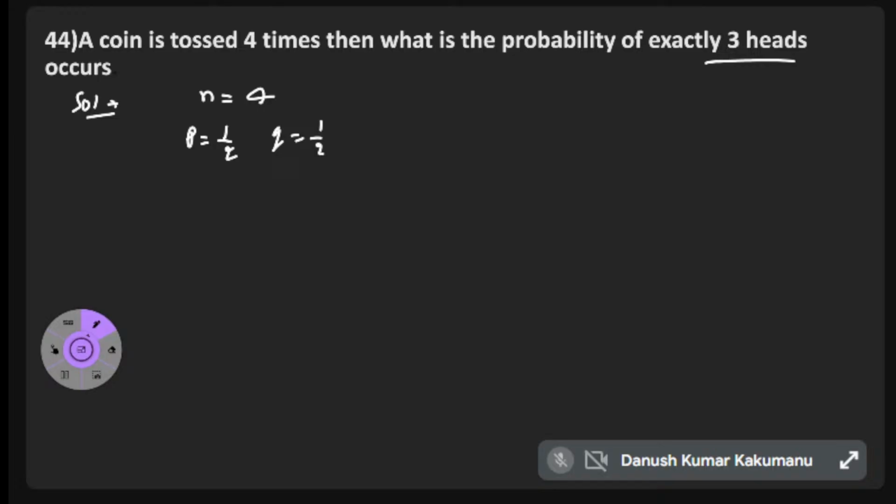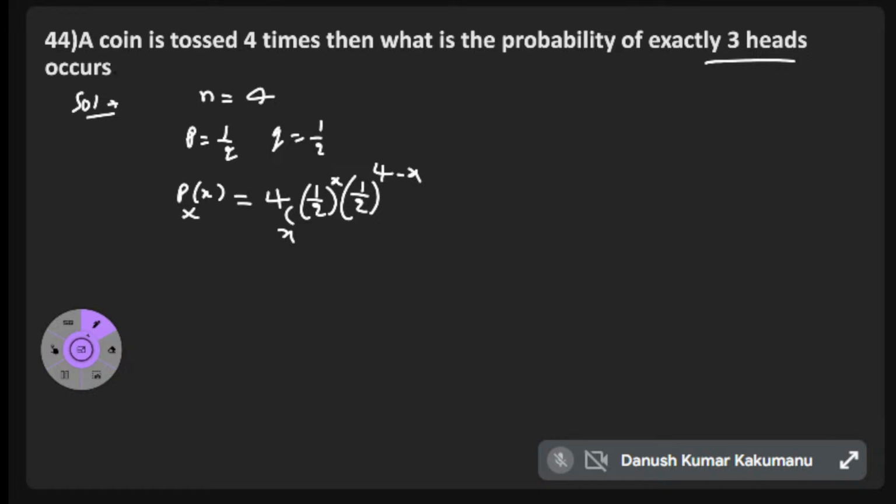Is it clear? 4 coins are tossed and he is discussing heads. What is the probability of the head? 1 by 2. What is the probability of the tail? 1 by 2. P is 1 by 2, Q is 1 by 2. Immediately write down the binomial distribution formula: nCx, P to the power x, Q to the power n minus x. Here it is 4Cx, P to the power of x, Q to the power 4 minus x.